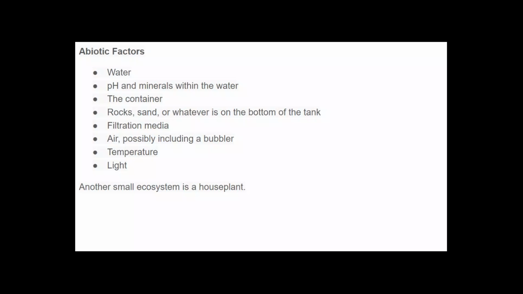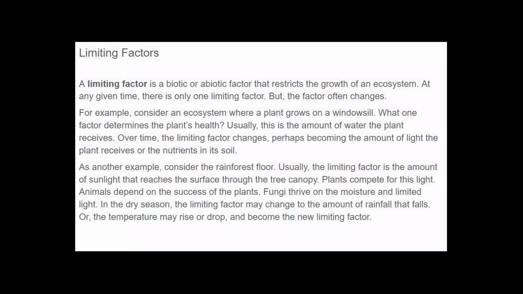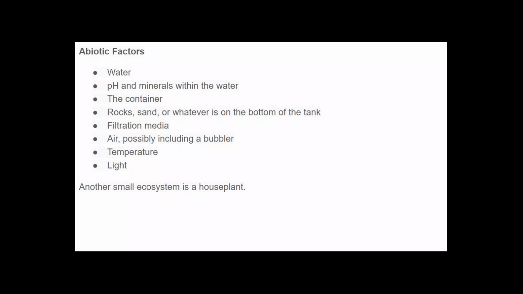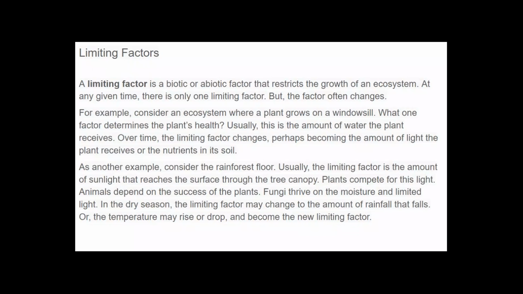Another example would be a small house plant, but we're not going to go through it. You can think for yourself the biotic and abiotic factors on a house plant.